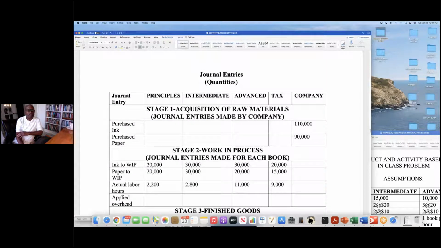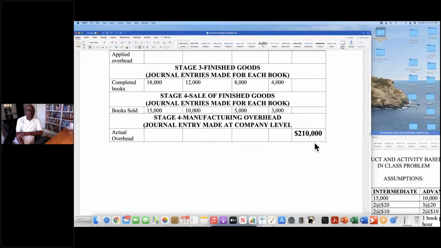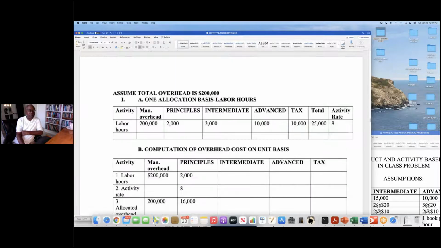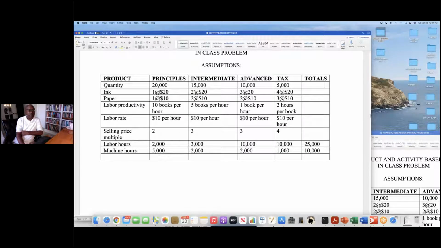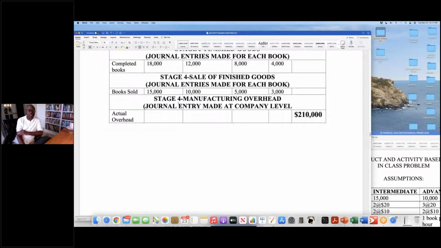These are quantities. So all of these are quantities in here except this number. So what you've got to do, Holman, is go back up here in the assumptions and look at what they were paying for the ink and what they were paying for the paper. Okay. So work to get that done so you can have those entries made. And of course, this is the dollar amount, Holman, in terms of actual overhead.